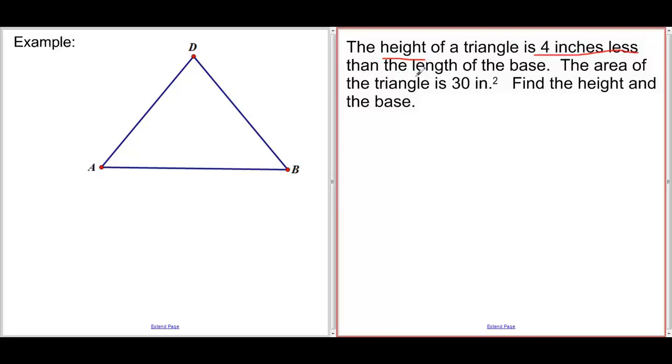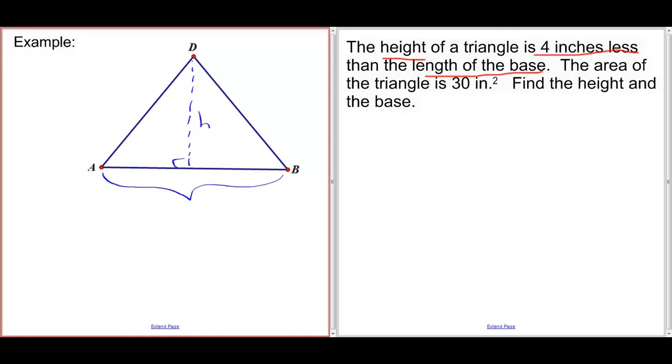Well, if the height of the triangle is 4 inches less than the base, we should use h for height and b for base. And the word "is" clues me in on equals. So I'm drawing my height, h for height, and the height is always perpendicular to the base, so that's why there's that box there to show it's perpendicular, 90-degree angles. So there's my base, there's my height, and so h equals is how I'm going to look at this, okay?